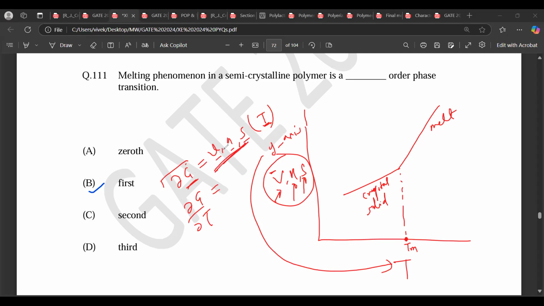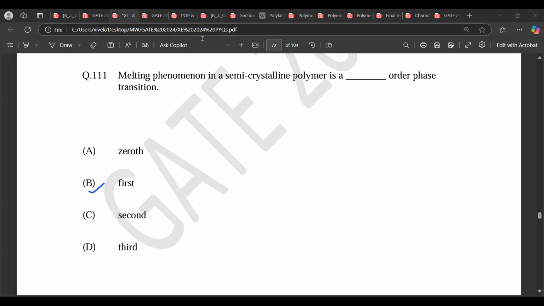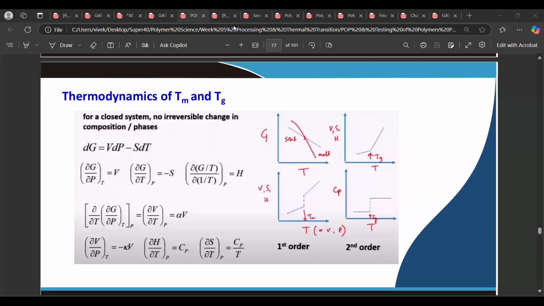If that is true, then the temperature at which this first order differential equation equals V, H or S tells you it is first order. Why? Because the differential equation is of the first order kind. I want to share one slide where you can see this very clearly. You have to memorize this. These are just fundamental equations that you know from thermodynamics. This is the curve that I was talking about.